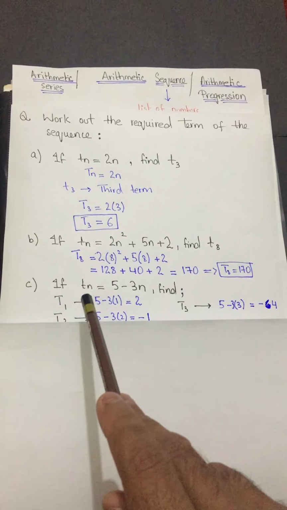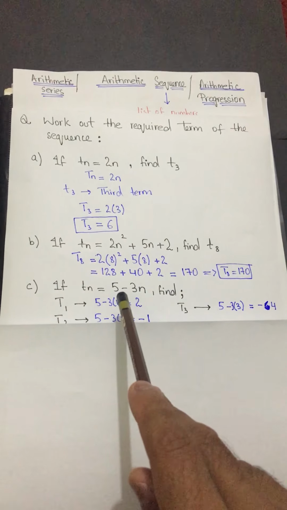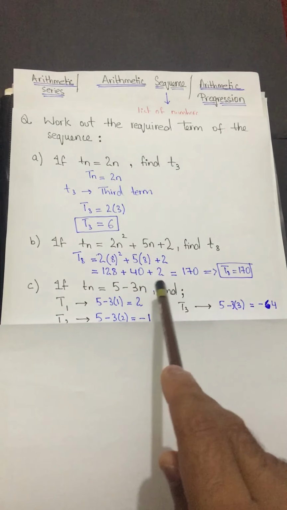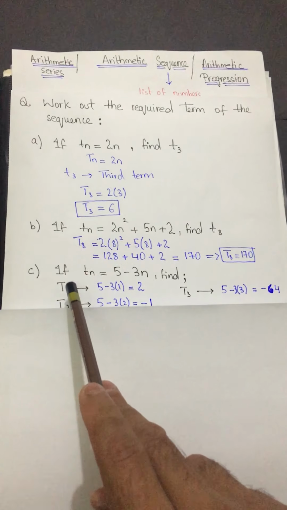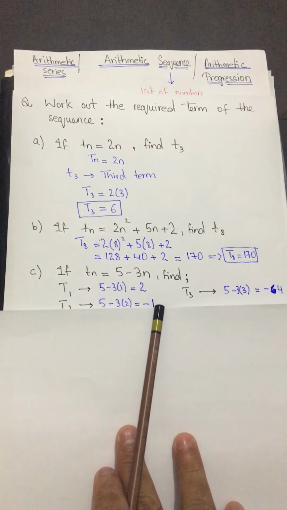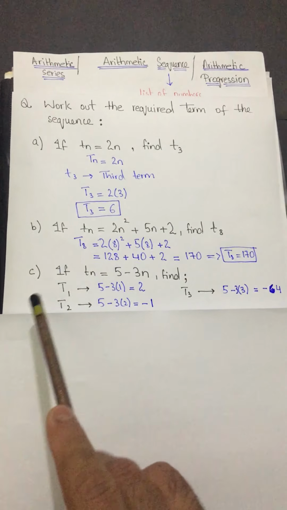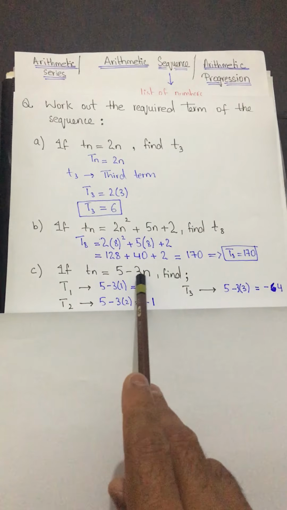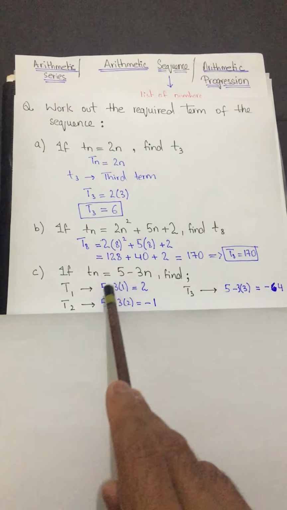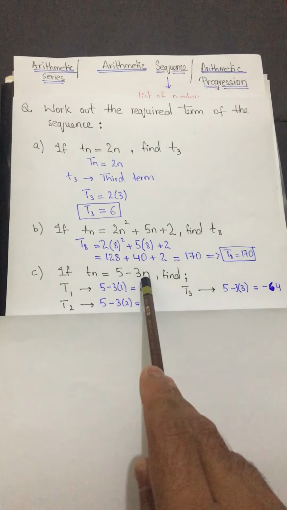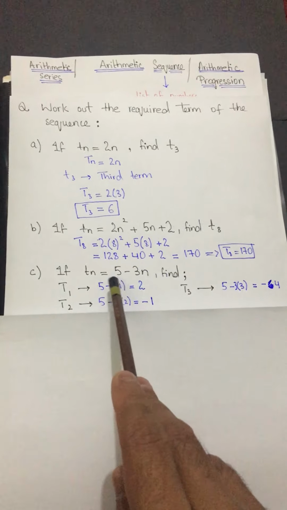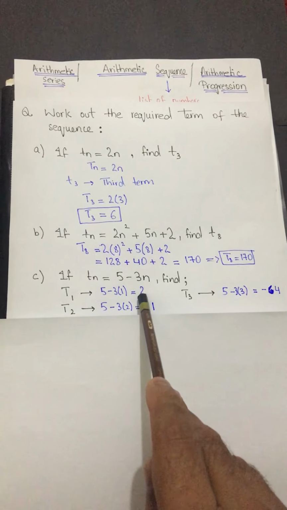And in the last part, Tn, the general term, is 5 minus 3n, and I have to find the first term T1, the second term T2, and the third term T3. So for finding the first term, I will put n is equal to 1, 5 as it is, minus as it is, 3 as it is, and I will put n is equal to 1. 3 ones are 3, 5 minus 3 is equal to 2.